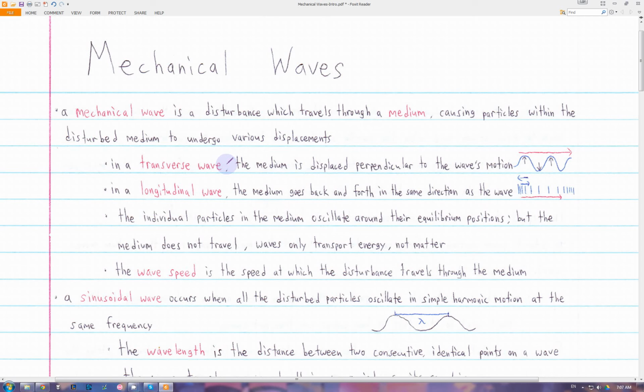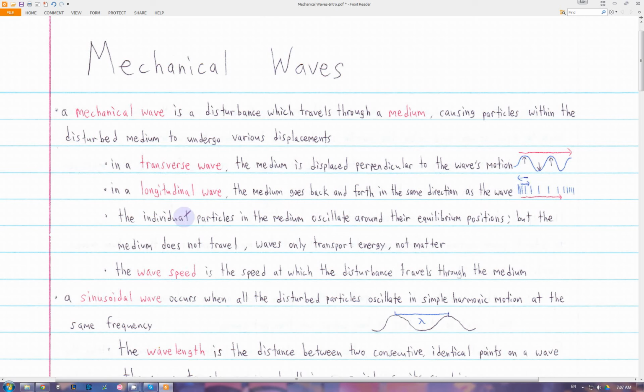In a transverse wave, the medium is displaced perpendicular to the wave's motion. So if the wave is moving from left to right, the particles in the medium are moving up and down, perpendicular to the wave motion. In a longitudinal wave, the particles move back and forth in the same direction as the wave. So the particles move left and right instead of up and down.